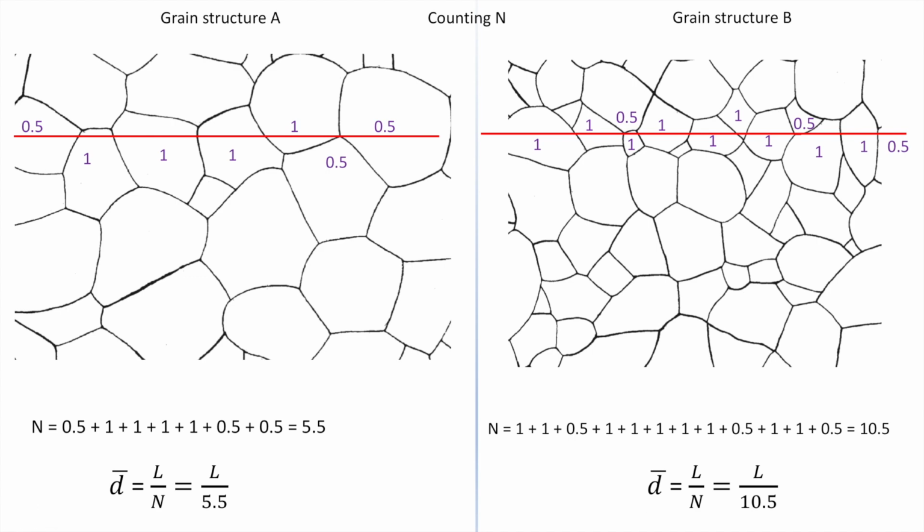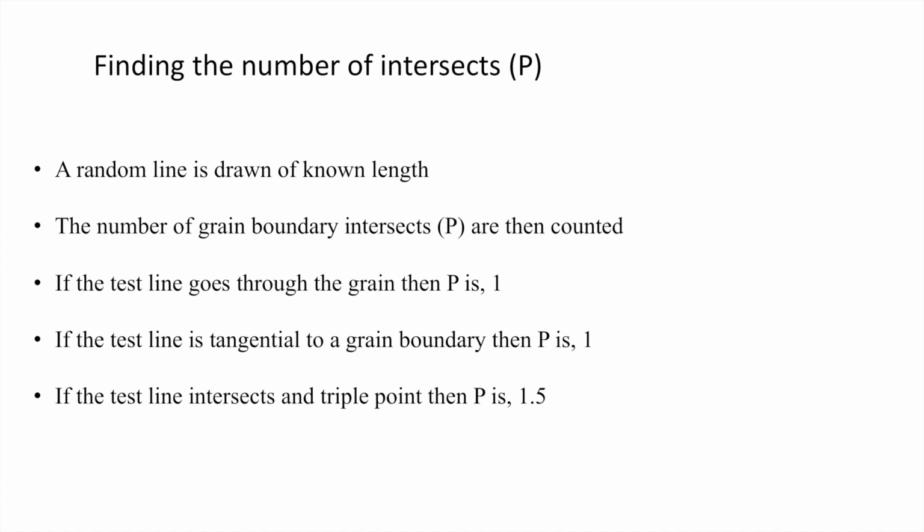Okay. So how does this change if we look at the number of intersects, which we call P in this case? This is what the standard says. The same process is done. You draw a random line of known length, but in this case, you count the number of grain boundaries intersected. And there's a slight difference, and it will be very clear when I show you. So if the test line goes through a grain, we count this as 1, as before. If the test line is tangential to a grain boundary, then we count this as 1. But if the test line intersects a triple point, then we call this 1.5.